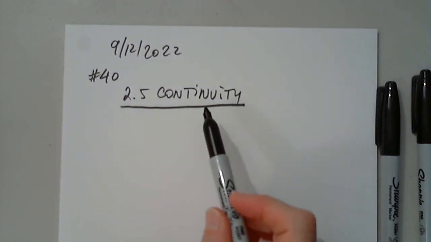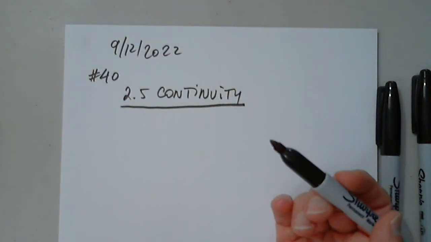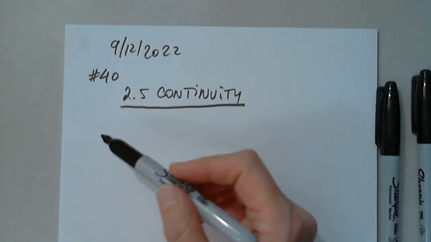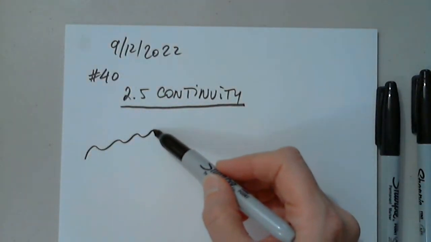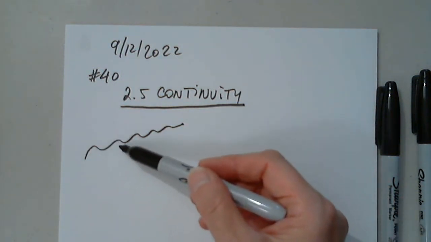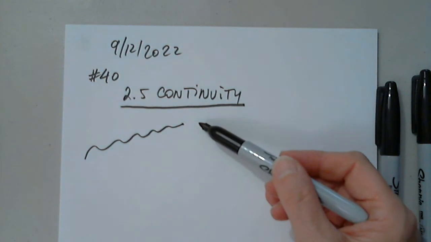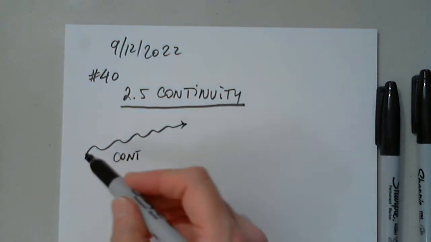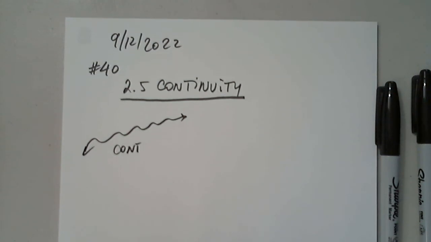So before we even define what continuity is, maybe I should define it. A function is continuous if I can graph the entire function without lifting my marker off the paper. This is a continuous function on all real numbers.